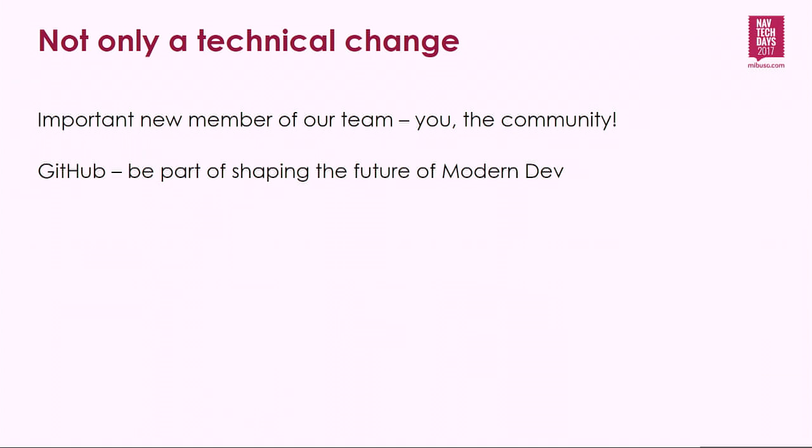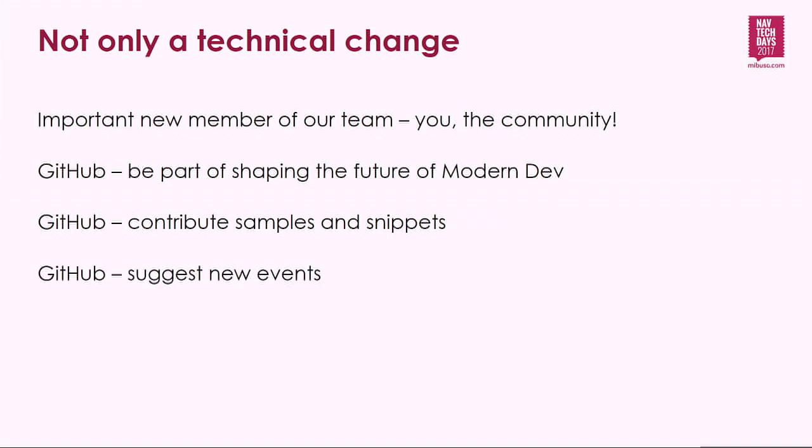We have a few places where you can contribute and be part of shaping the future of modern dev. The main forum is GitHub. We have snippets and samples there, so you can contribute more of your code samples and any snippets that you find useful. I think we've had a couple of contributions already. You can also suggest new events there, as this is a key part of moving to extensions, having enough events in the base application. So this is also a forum where these suggestions are very quickly processed and added to the base app on a monthly basis.